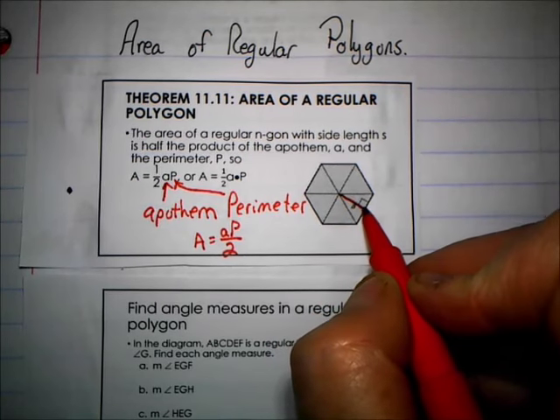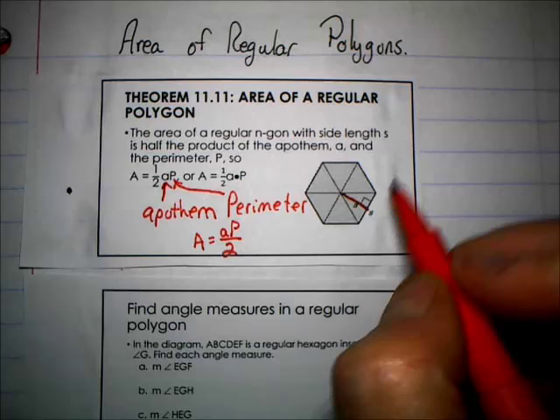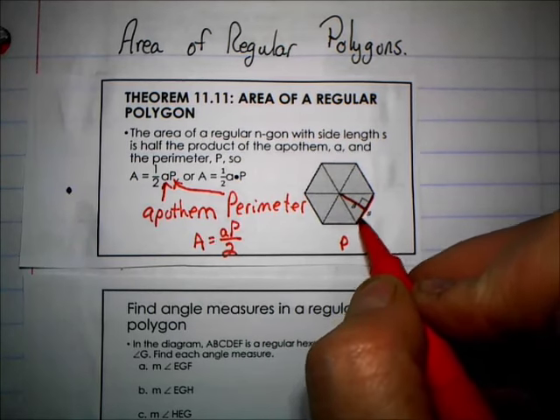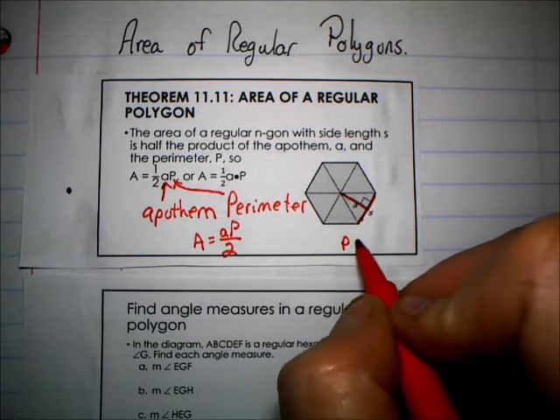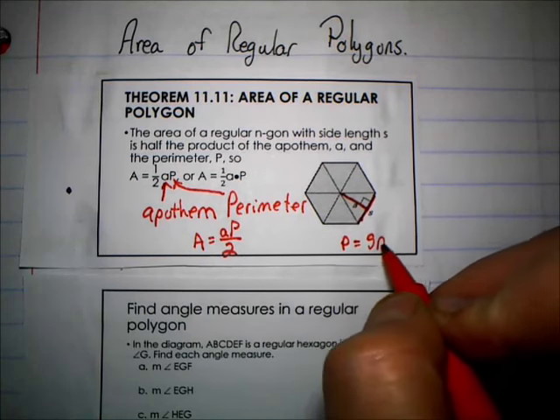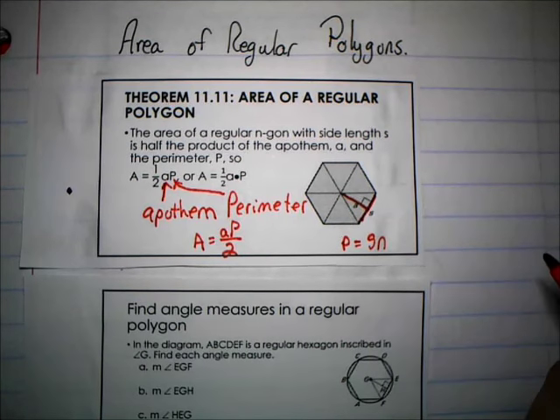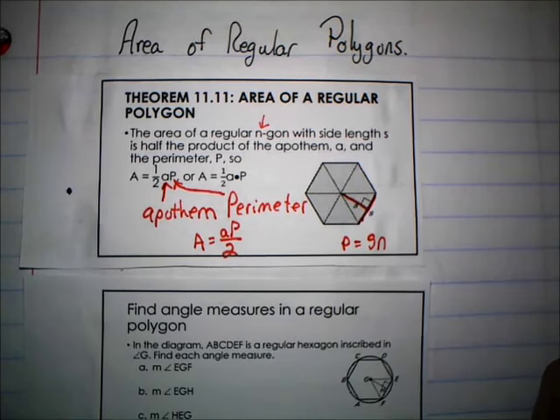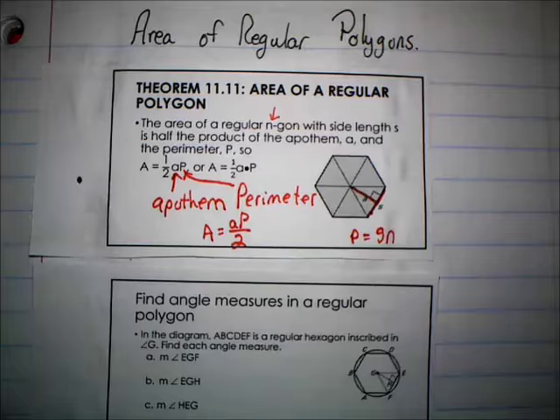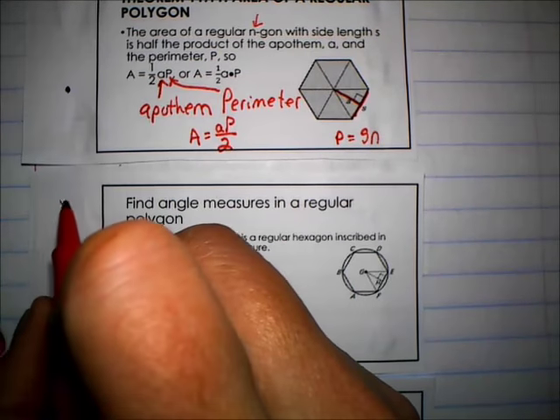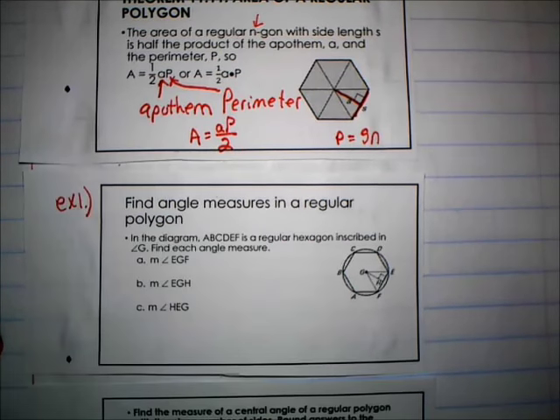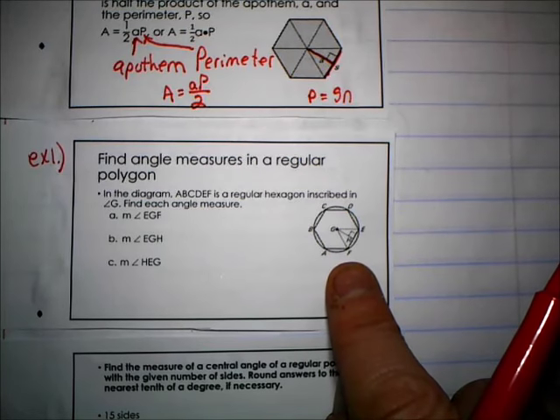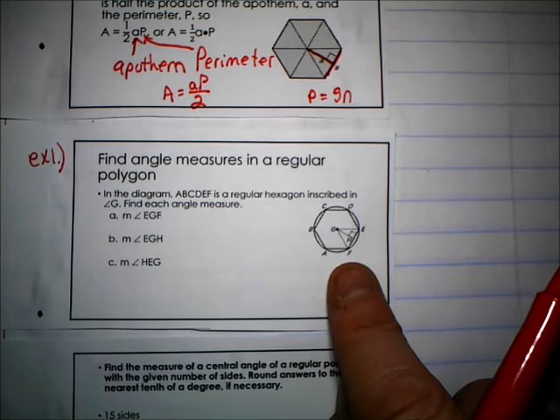Apothem is the perpendicular one, and the perimeter will be the side length times n, n being the number of sides, or the n for n-gons. Okay, so if I go to the first example here, example 1, it says, if you're given this picture here, if I zoom in, so give me a minute.